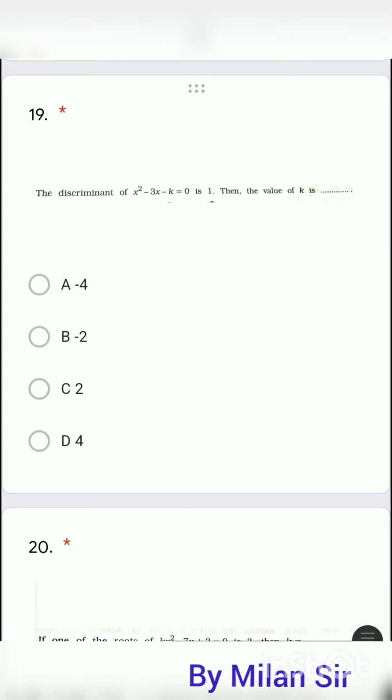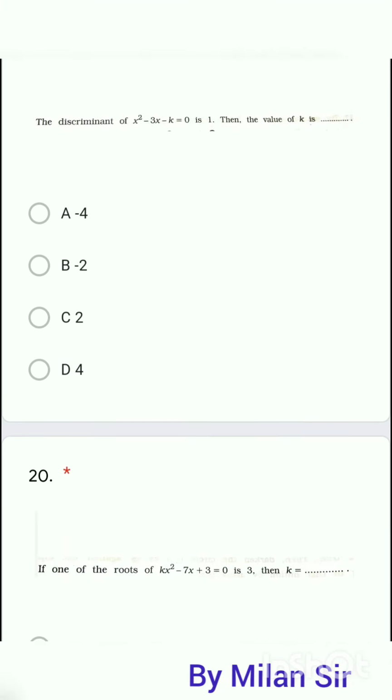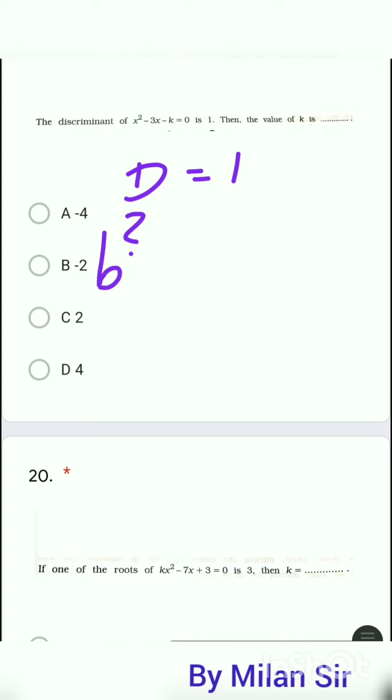Okay. After that, question number 19. The discriminant of x square minus 3x minus k is equals to 0 is 1. Then the value of k. Here discriminant D is given to you. D is equals to 1. Now what is the formula of D? b square minus 4ac is equals to 1.